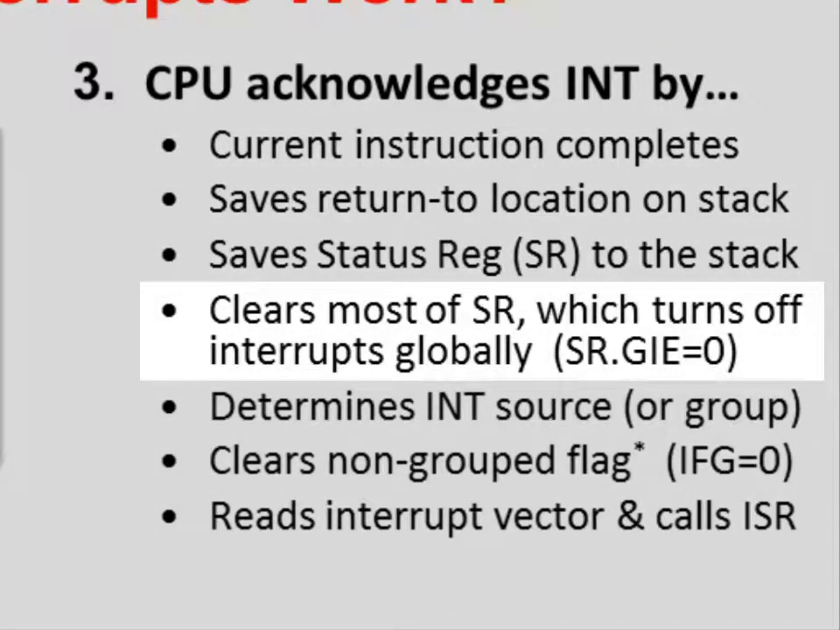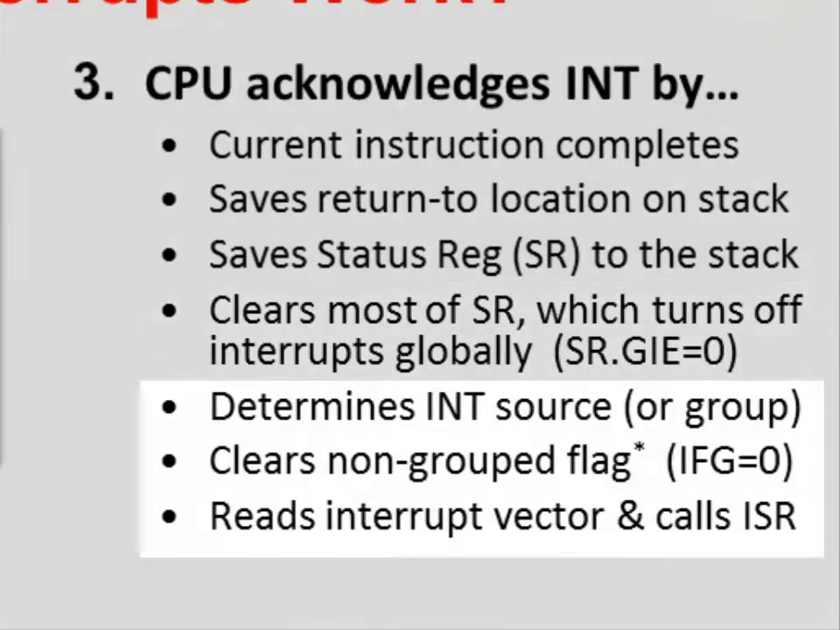After saving the context of the status register, the interrupt hardware in the CPU clears most of the SR bits. Most significantly, it clears GIE. That means that by default, whenever your ISR function starts running, all maskable interrupts have been turned off. That means no interrupt nesting by default. We'll touch on the idea of interrupt nesting in the next section.